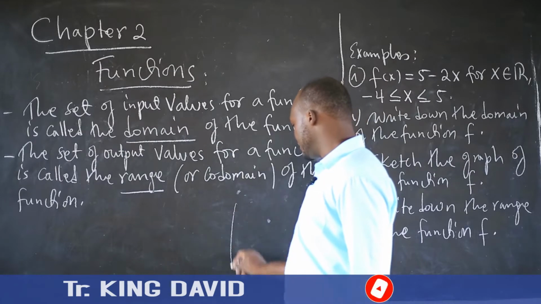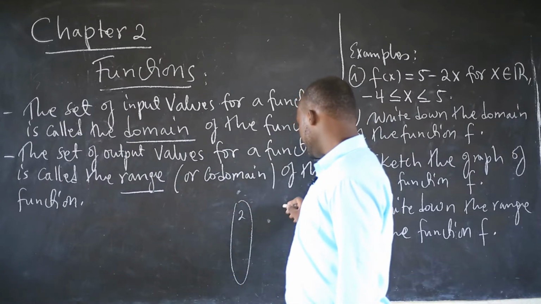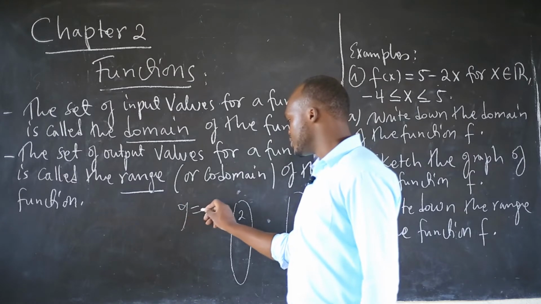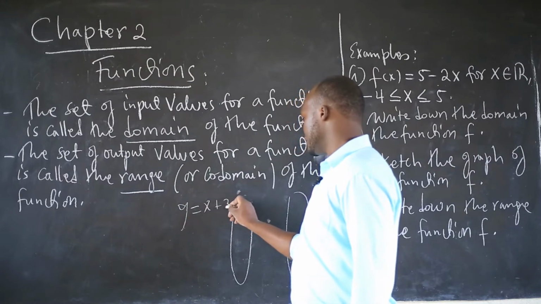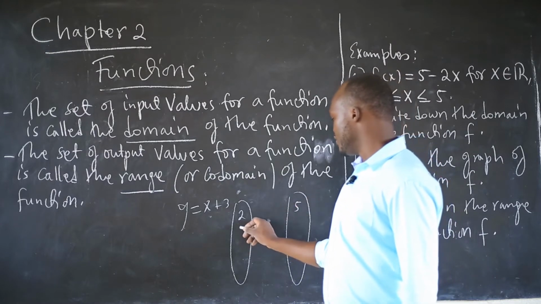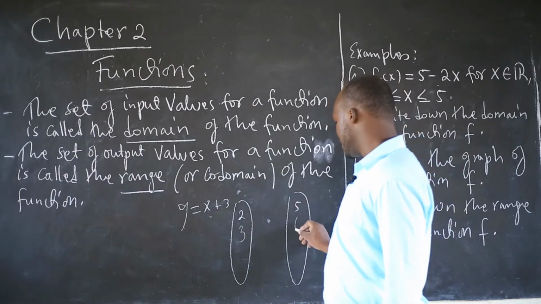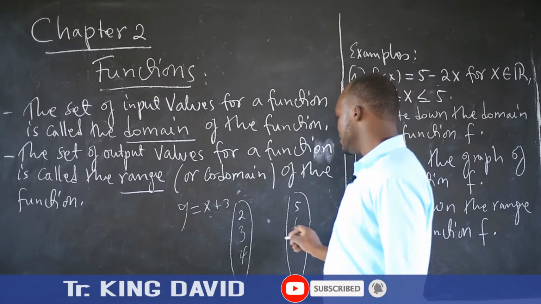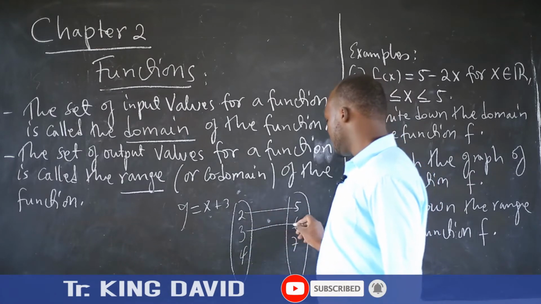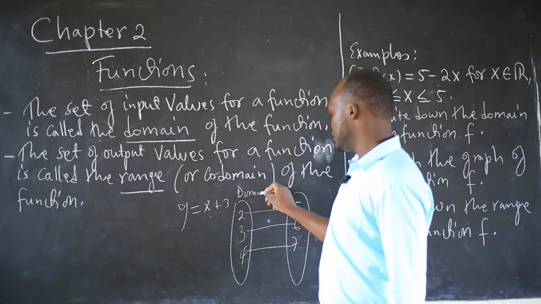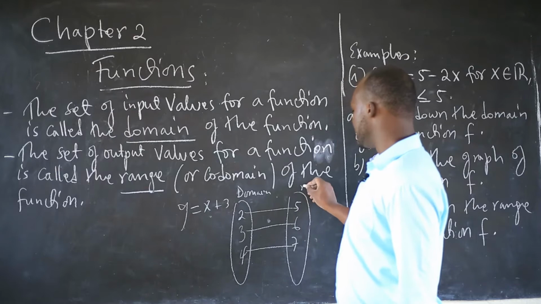If I have, say, 2 as the input, and my function is y equals x plus 3: if x is 2, it will be 5. If x is 3, it will be 6. If x is 4, it will be 7. You see, I have input, which is the domain, and I have output, which is the range.